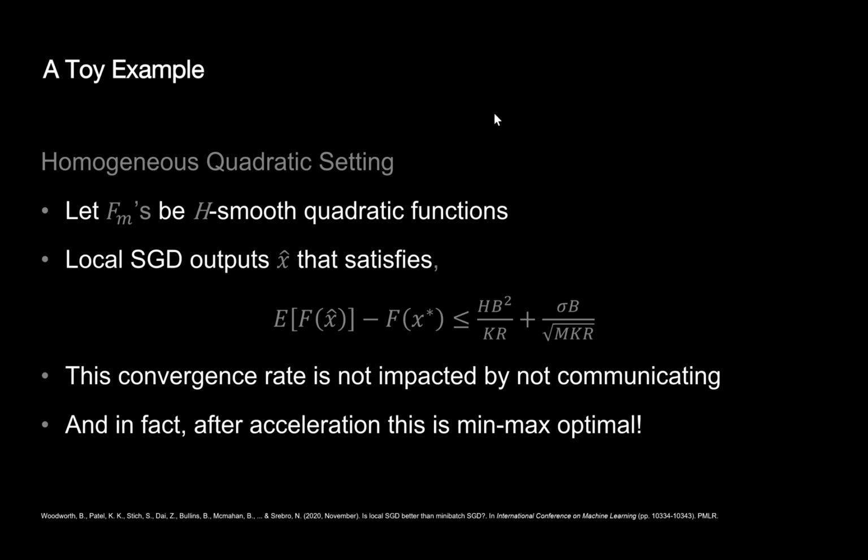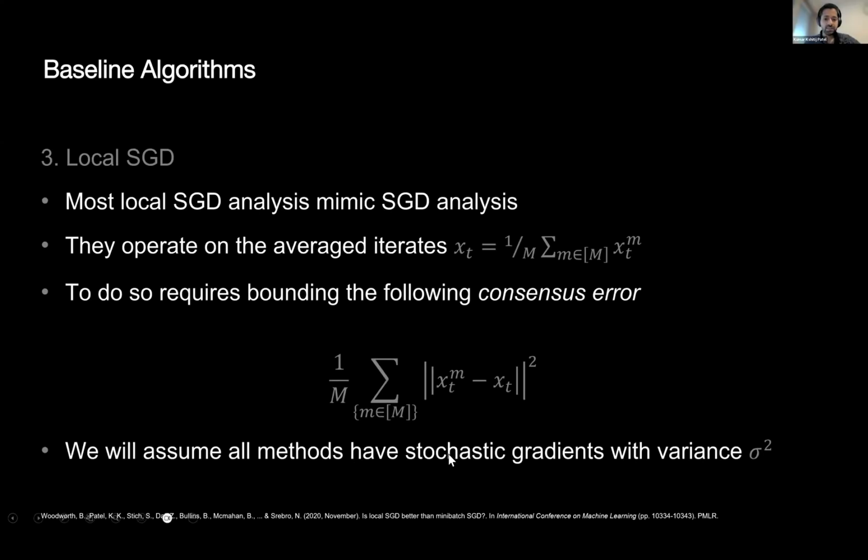So a question, so what is sigma here? Did you explain that? Sigma in the bound? Yeah, so sigma is basically the variance of the stochastic gradients for all these methods.